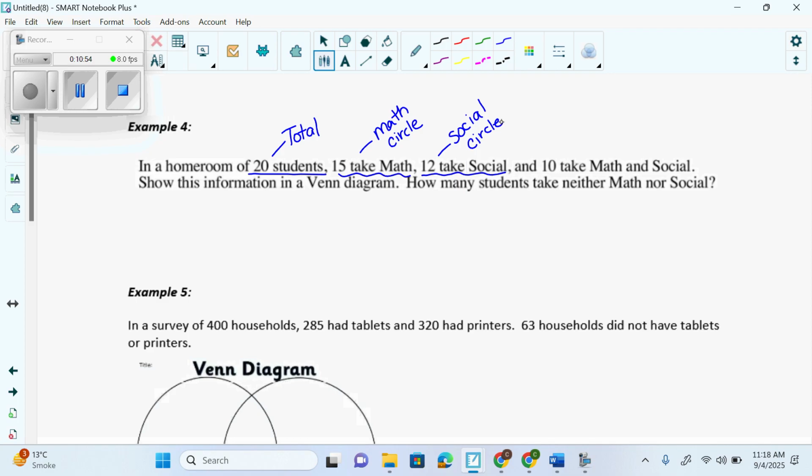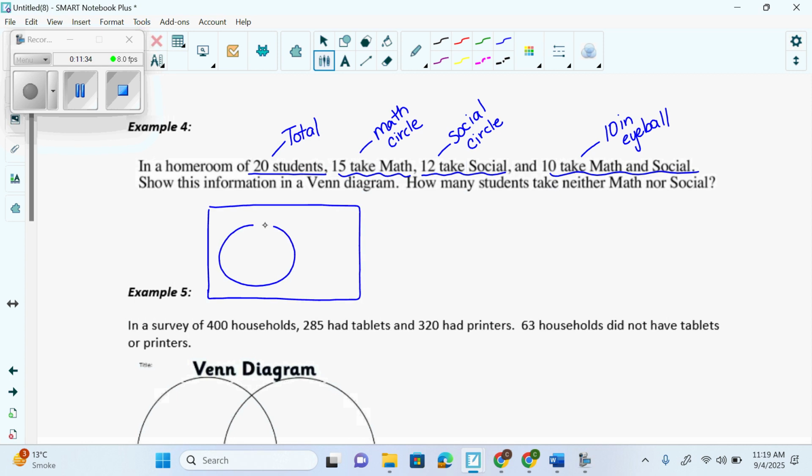And then it says 10 take math and social. What shape is that? Math and social. And is the eyeball, right? So basically, 10 in eyeball. Help us out. So it's shown in a Venn diagram. Now, we always have to start in the inside out. So you always start off with the smallest pieces of your Venn diagram, working your way out. So when we go to do a Venn diagram, we're going to draw a box.